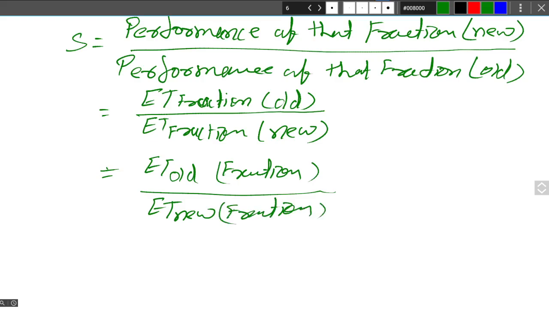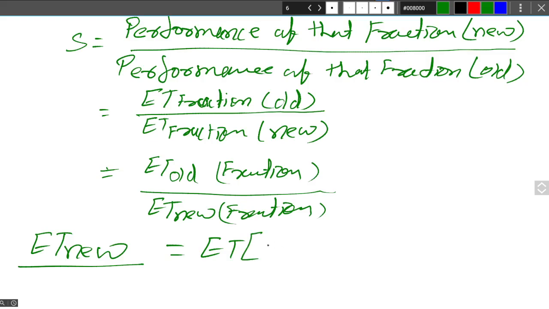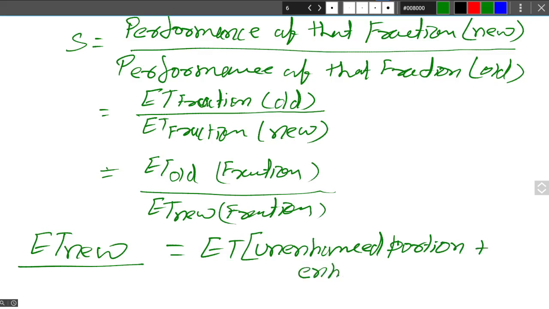Now let us calculate ET new for the whole system. It will be the execution time for both portions, the unenhanced portion as well as the enhanced portion. Unenhanced portion plus enhanced portion.